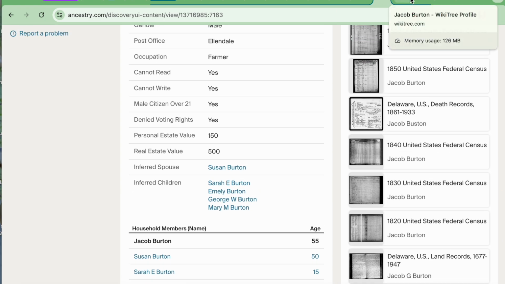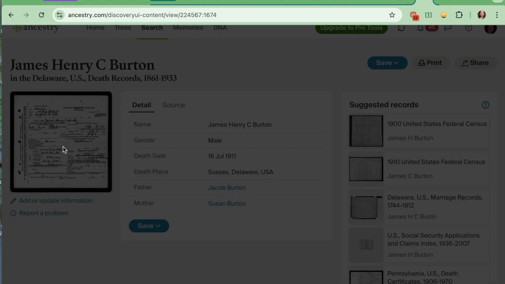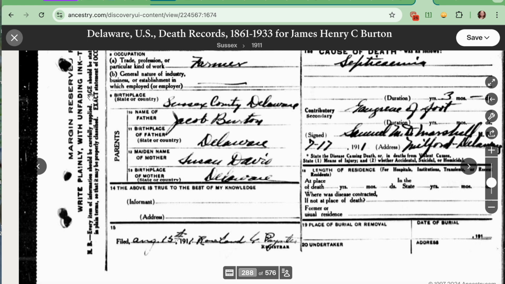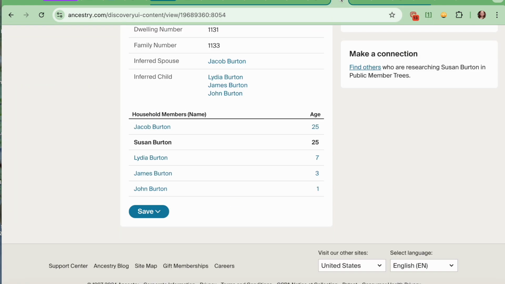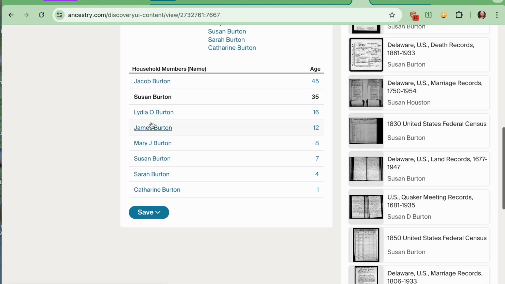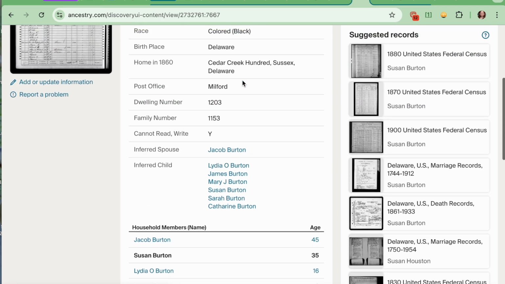So I realized, and then I found a death record as well for this James Henry Burton. Now, when I actually found this, before I found the 1850 through 1870 census, I was like, who's James Henry? He's not on any of the census records with Jacob and Letty. And if I pull up his death record, it says that his mother's name was Susan Davis. And if you go to, I believe it was the 1850 census, there's James right there on the 1850, and there's James on the 1860. So that is when I realized I definitely had two different Jacobs.